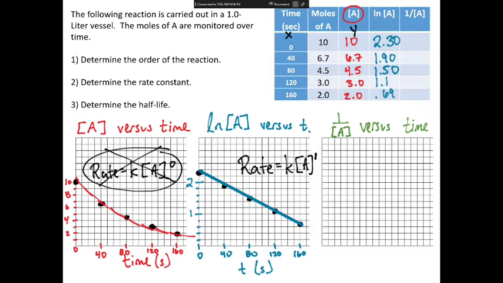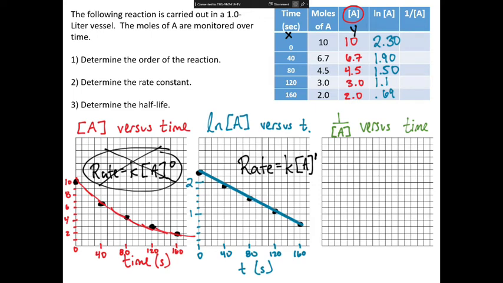So, the last set we're going to look at, you don't have to use any special buttons on your calculator for the last set. For the last test, we want to find out, is 1 over A versus time going to give us a straight line? So I'm going to take all my numbers from the column in red there, and I'm going to divide 1 over the concentration of A.